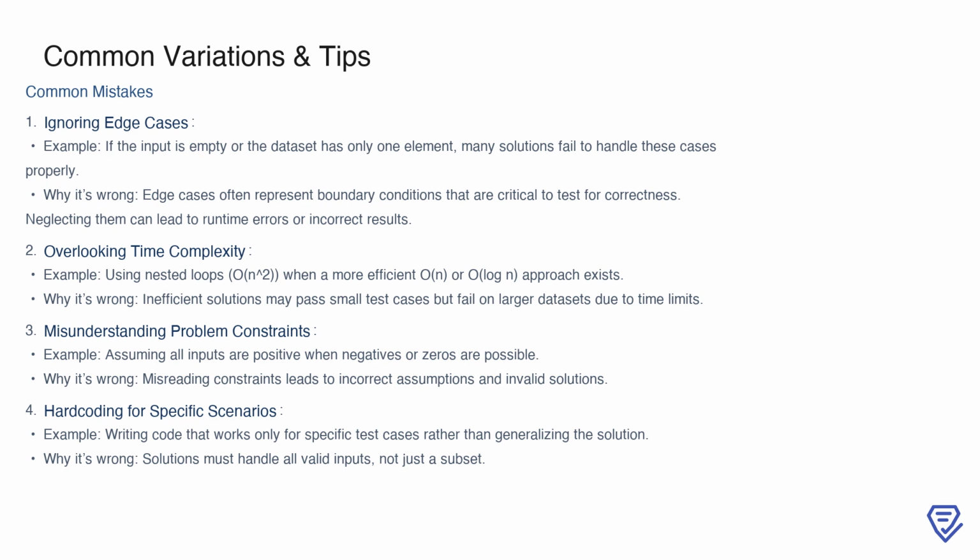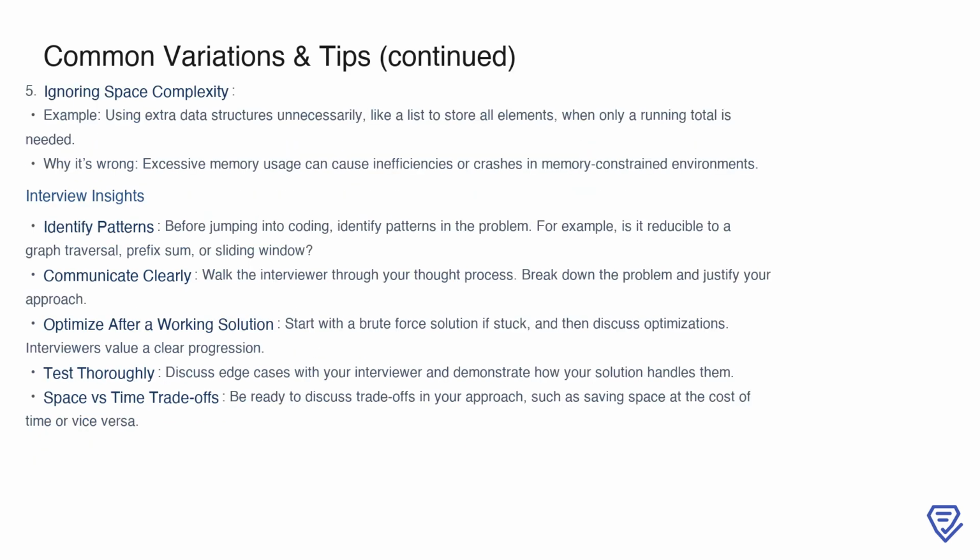Misunderstanding the problem constraints is another frequent issue. If you assume all inputs are positive when, in reality, negatives or zeros are valid, your solution will be invalid. Finally, hard-coding solutions for specific scenarios is problematic. Your code must be general enough to handle all valid inputs, not just a small subset of test cases. These mistakes can significantly impact both correctness and performance. Another important mistake to avoid is ignoring space complexity. For example, using extra data structures unnecessarily, like storing all elements in a list when only a running total is needed. This can lead to inefficient memory usage or even crashes in environments with limited resources.